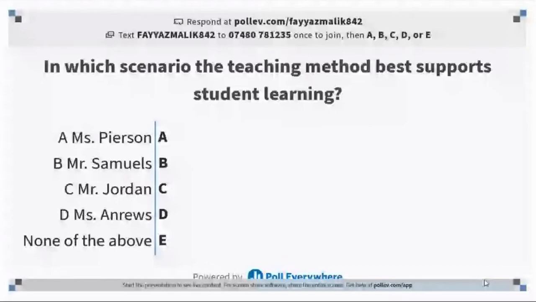Do you think Ms. Pearson was successful in supporting students' learning? Or Mr. Samuels, Mr. George, Mr. Andrews, or none of both? The option can be also written in the chat box. It will be read out to Mr. Fayyaz. Thank you. Take a minute and think about who has made the learning opportunity best for students. Which teaching method best supports student learning?